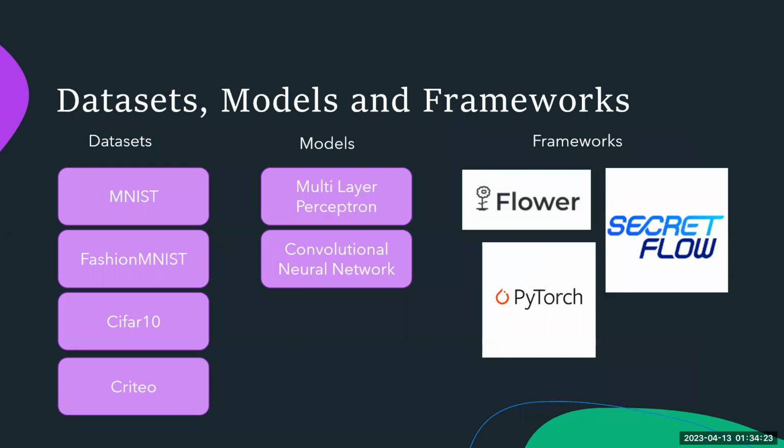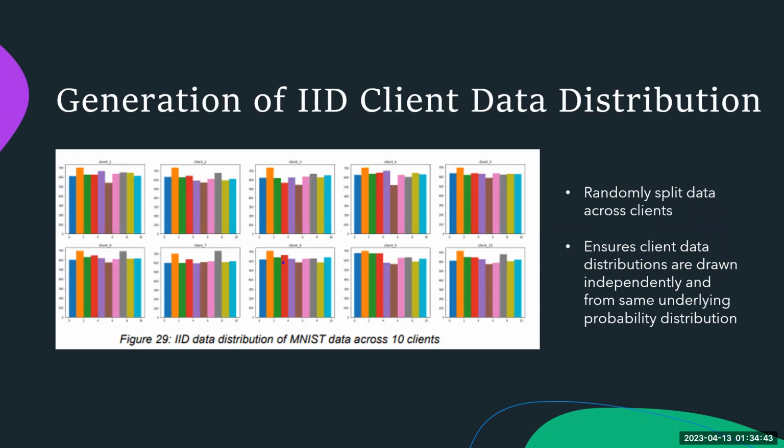The datasets used in this project include MNIST, Fashion MNIST, CIFAR 10, and Criteo dataset. The models were kept simple, namely multilayer perceptron and convolutional neural network. To implement the various federated learning experiments, I also made use of frameworks such as FLAR, Secretflow, as well as PyTorch. We needed to generate IID client data distributions for our experiments.